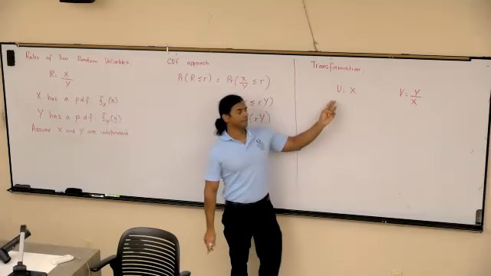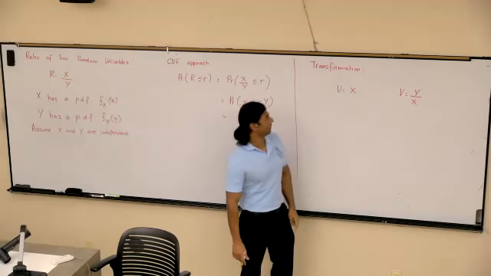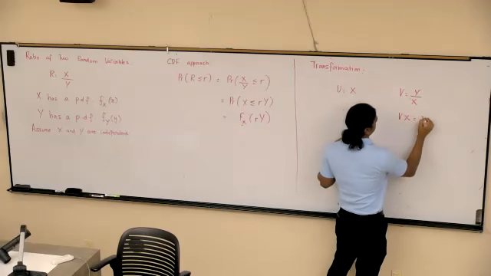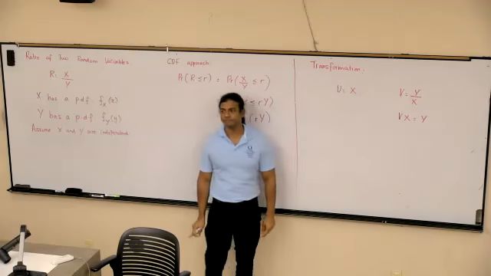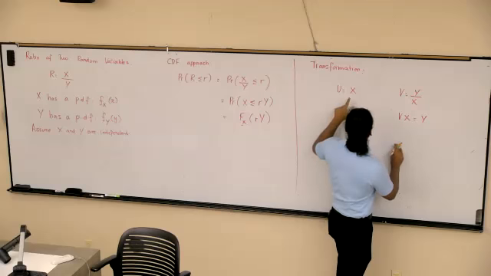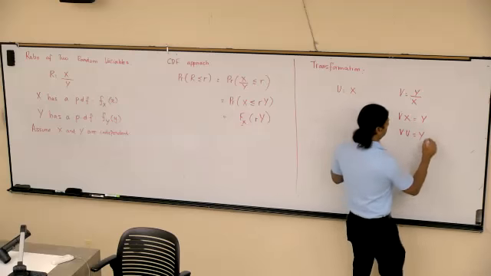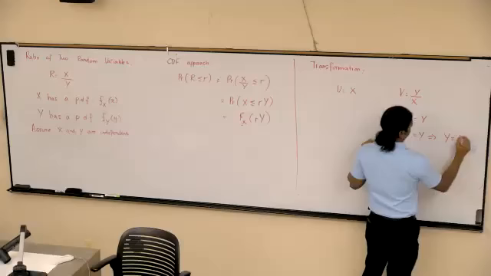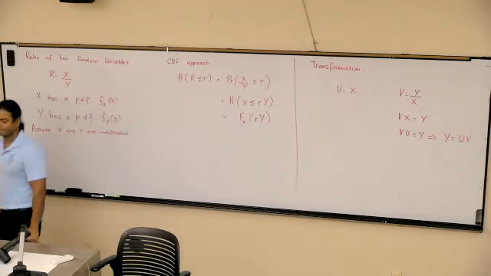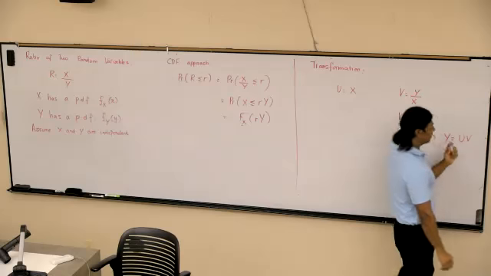So I'm going to define U to be X and V to be Y divided by X. If I rewrote this, V times X would be equal to Y. X is nothing but U, so VU would be equal to Y. Y would equal U times V. The random variable Y has now been replaced.